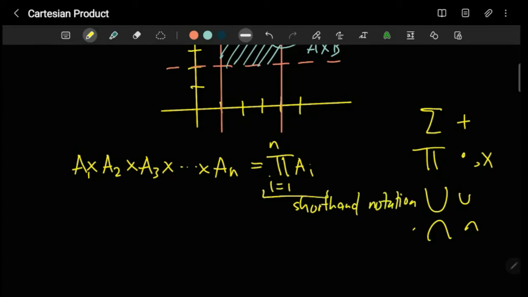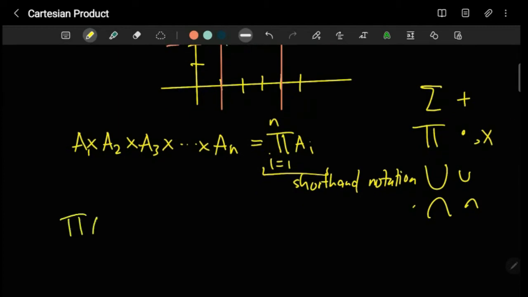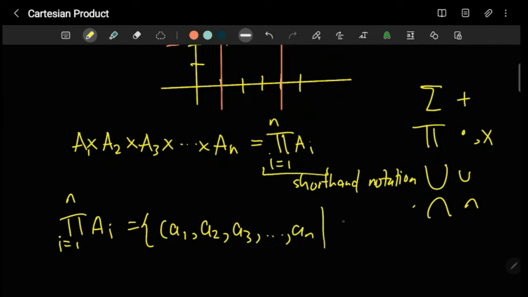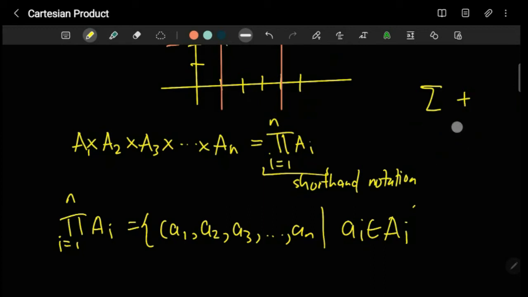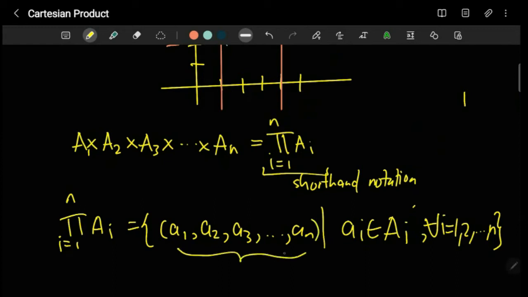So what does it mean for the Cartesian product of n sets? The Cartesian product of n sets, i equals 1 to n, is simply the collection of all n-tuples (a1, a2, a3, and so on up to a sub n) such that a sub i, of course, comes from the ith set of the collection, for each i between 1, 2, up to n. So we call this an n-tuple.